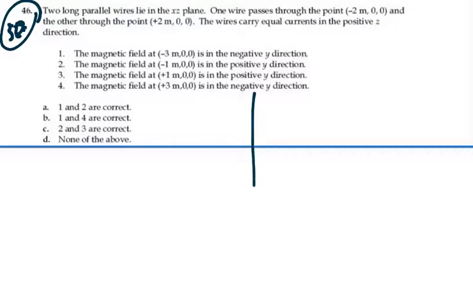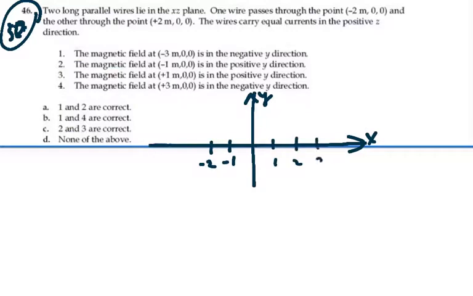So let's imagine what's going on here. Here's our x direction, here's our y direction, and z is coming out towards you. Here's -1, -2, here's 1, 2, 3, -3, and we have a current here coming out of the page towards you. Let's call that I1. And we have another current at x = 2 also coming out of the page towards you. We'll call that I2.